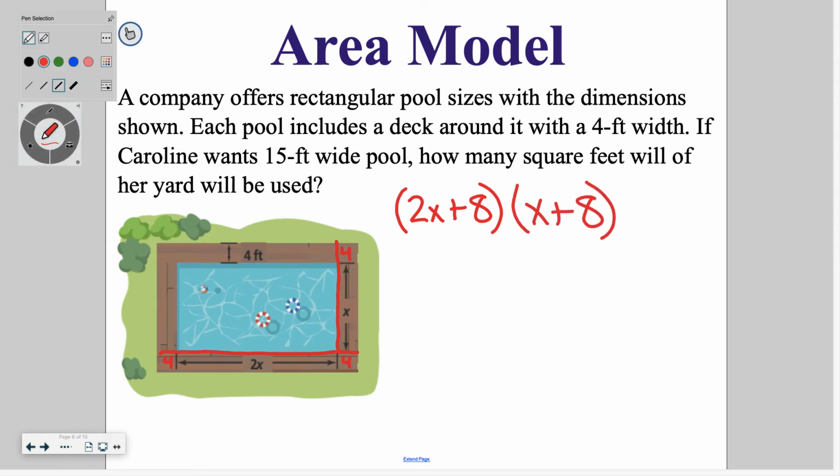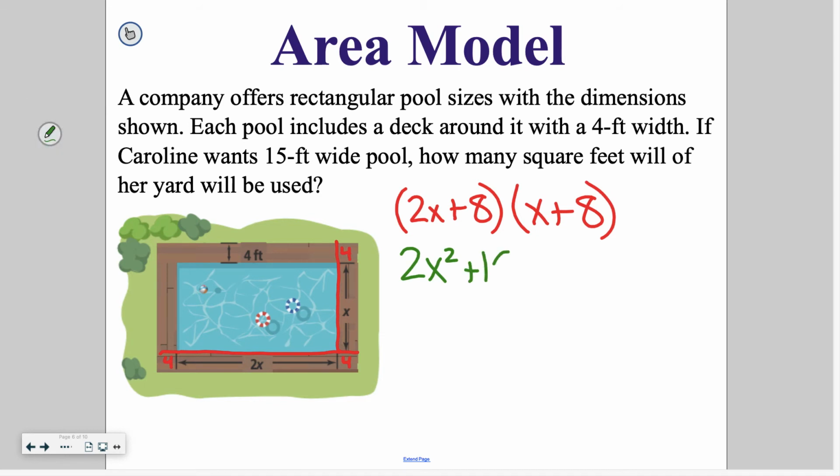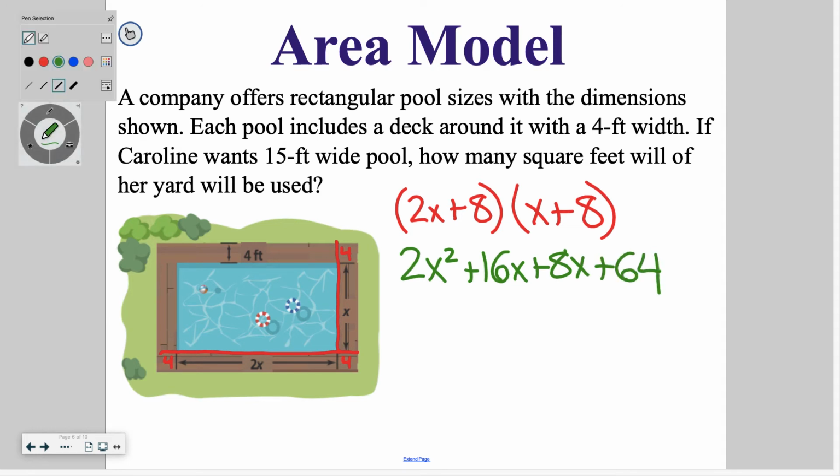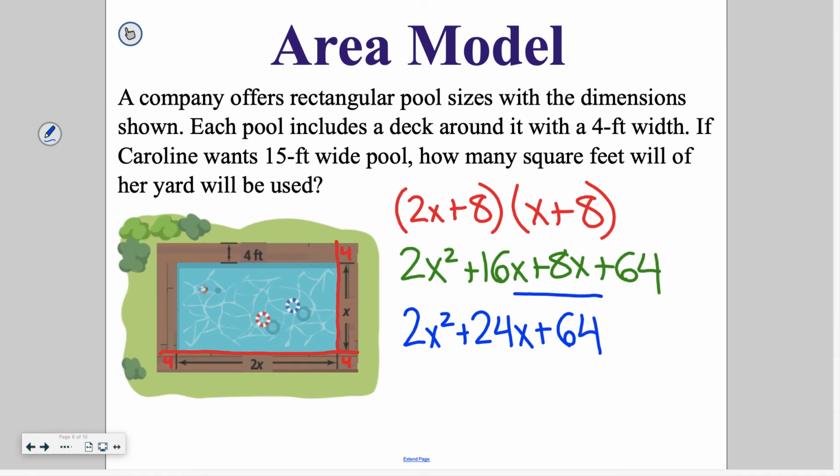Going through and completing the model then, you're going to FOIL. So 2x times x is 2x squared, 2x times 8 is 16x, 8 times x is 8x, 8 times 8 gives us 64, giving us a final area model of 2x squared plus 24x plus 64. So this is our model area.